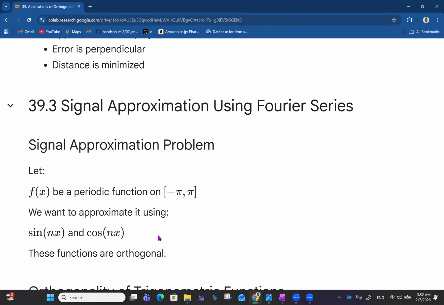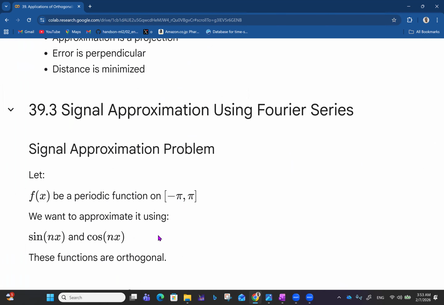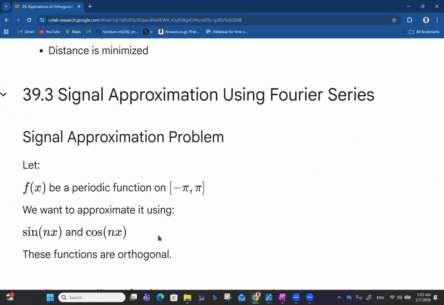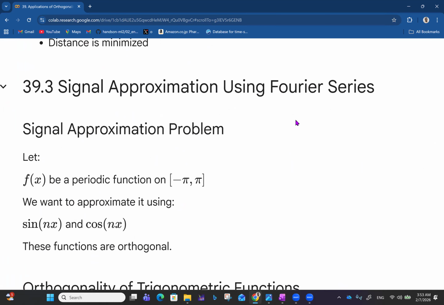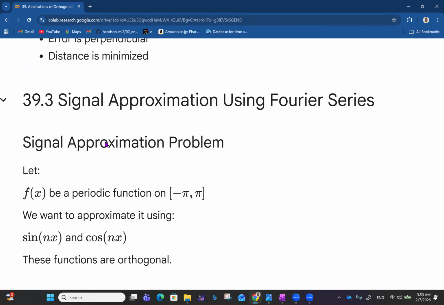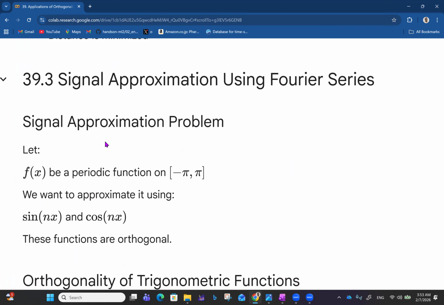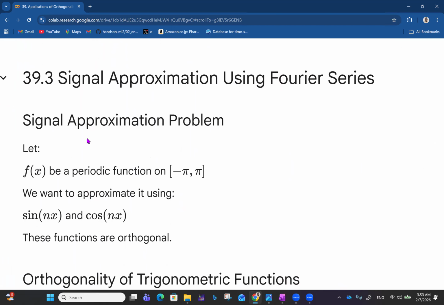Apart from that data fitting, another application of orthogonality is signal approximation using Fourier series. Interestingly, I have a whole playlist on what is that thing called now? Spectral analysis. I dealt a lot with signals and all that. So, signal approximation using Fourier series.